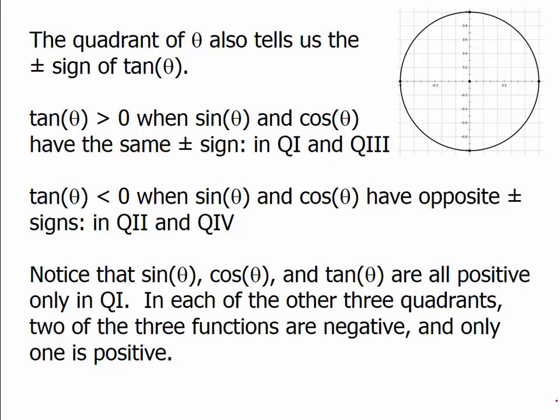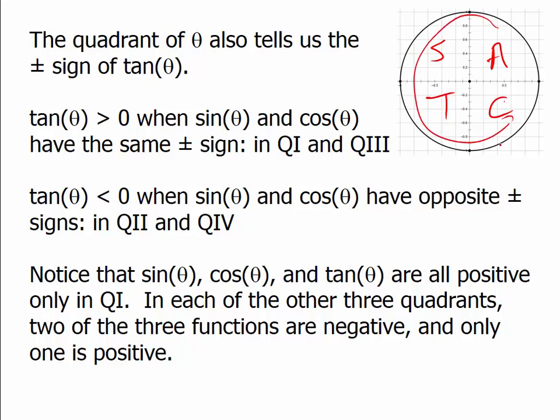Notice that sine, cosine, and tangent, all three are positive in quadrant 1. That's the only quadrant in which all three are positive. And then in each other quadrant, two of them are negative and only one of them is positive. And so as we go around, all are positive, sine is positive, tangent is positive, cosine is positive. Some people like to remember that as "All Students Take Calculus." If that helps you remember it, that's great.